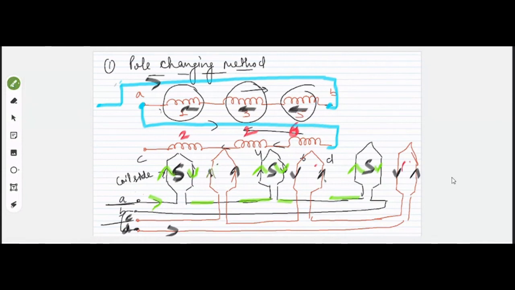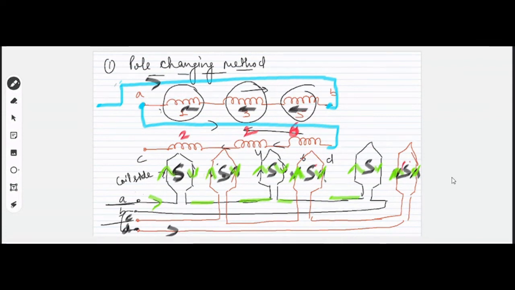Once your current is in the same direction, the same poles will be generated by the machine. If these are the south poles, then each will be a south pole. This will also be a south pole. This will also be south. Now, what happens in this case?